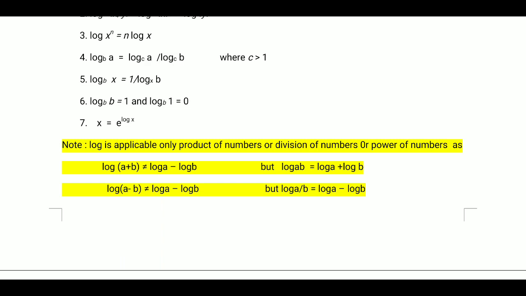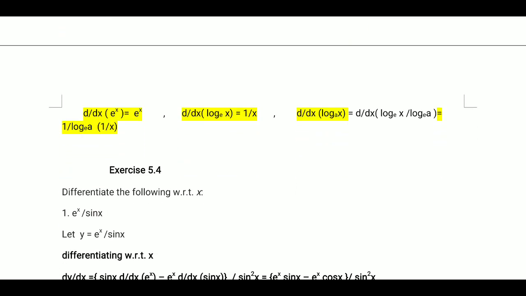Log of a minus b is not separable. Log of a minus b is not log a minus log b, but log of a upon b is equal to log a minus log b. These are the rules.